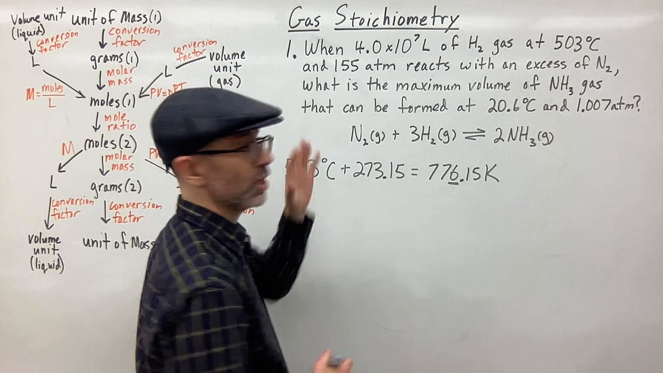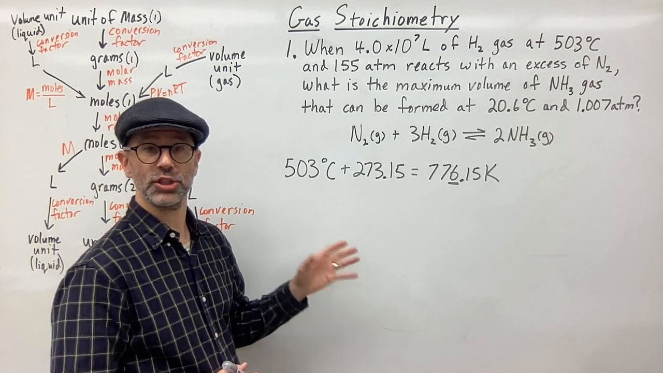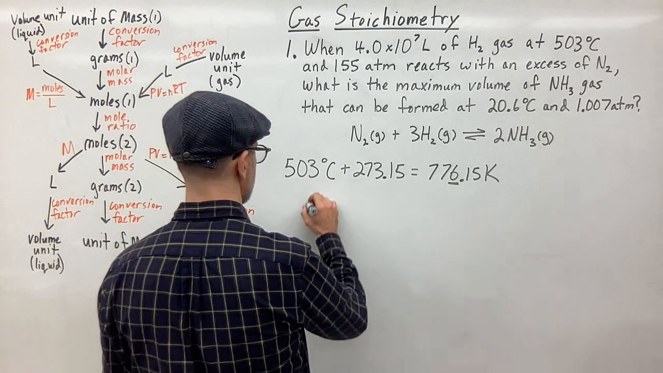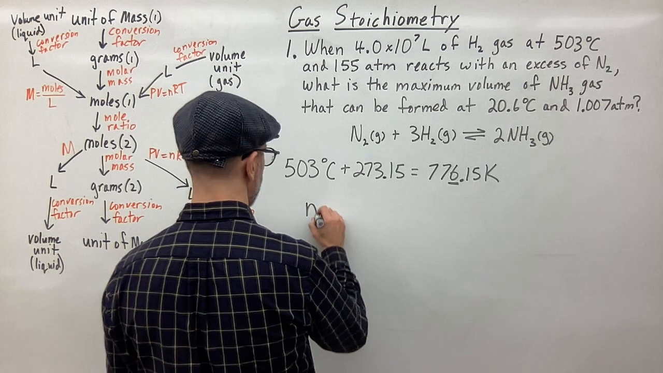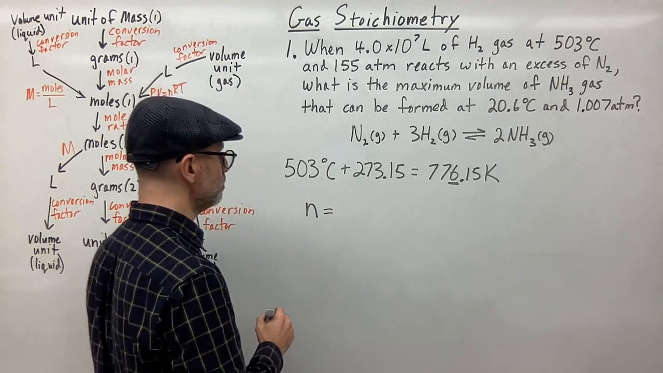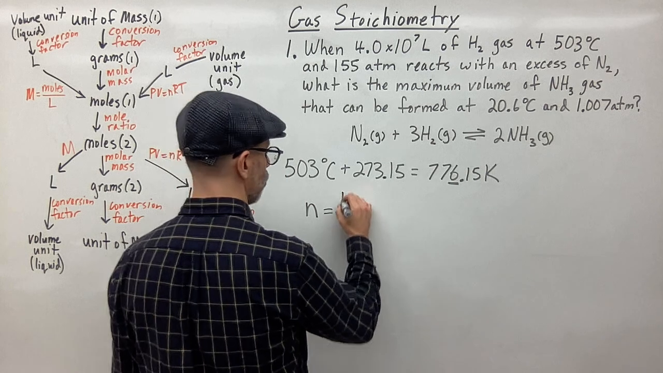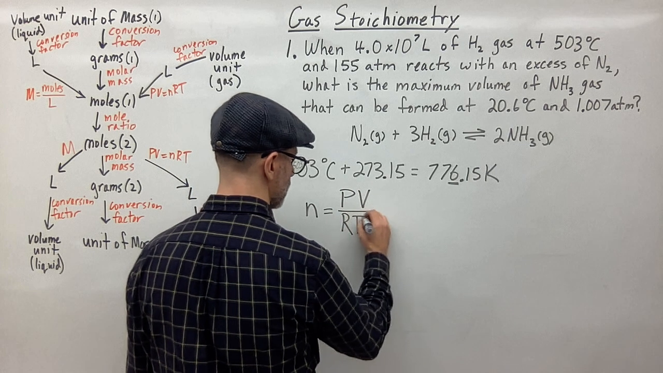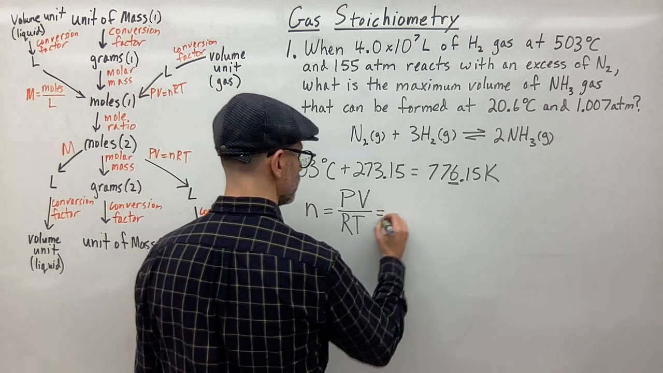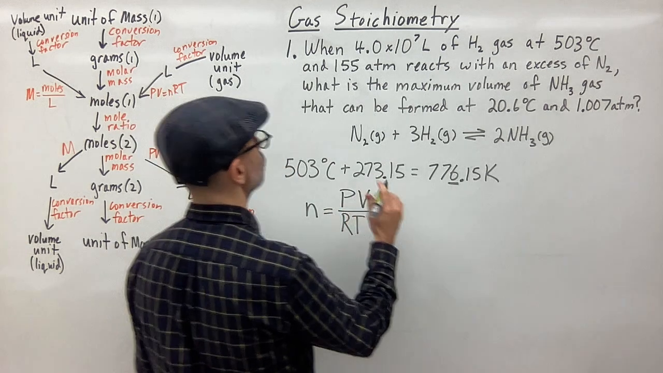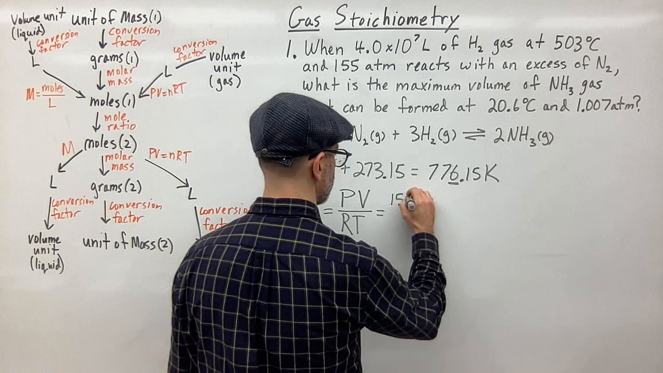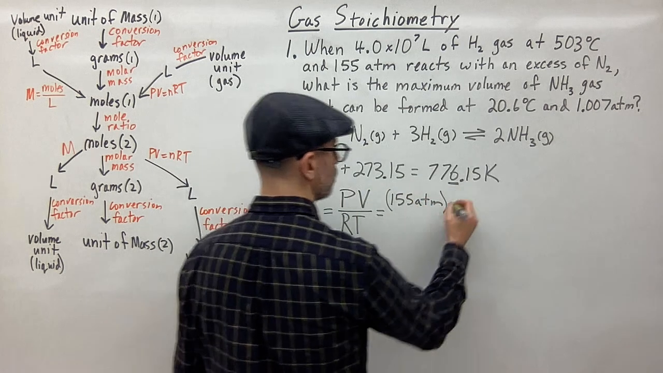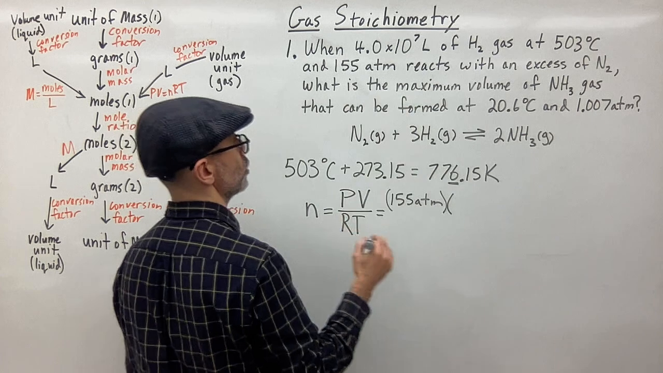So we want to use the volume, pressure, and temperature to convert to moles of hydrogen gas. So moles is n, and n is equal to PV over RT. So this is going to be equal to our pressure, which is 155 atmospheres, multiplied by the volume, which is the 4.0 times 10 to the 7.